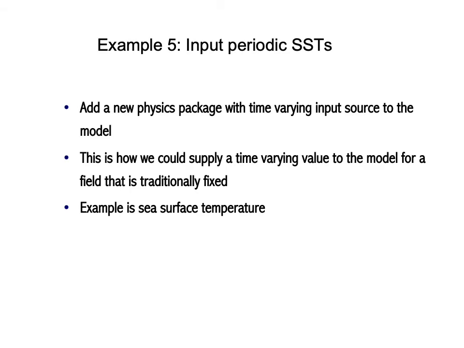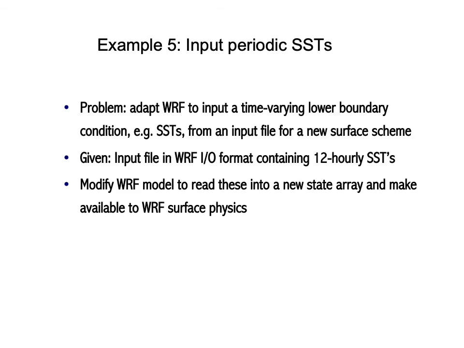We're going to add a new physics package, and this is going to be a trivial physics package. It's just going to be a brand new SST that was input. So this is an example of how we could supply a time varying value to the model, but it's also mostly a template to follow if you're interested in trying to develop a new physics scheme. So the specific problem is, let's assume we want to add in a time varying lower boundary condition. In this case, it's the SST over the water.